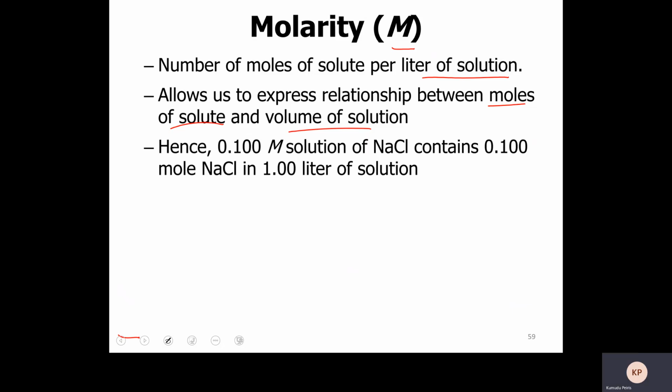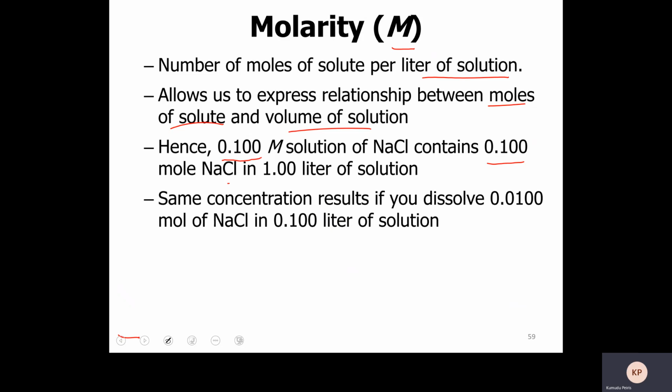An example, in a 0.100 molar solution of sodium chloride contains 0.100 moles of sodium chloride in 1.00 liter of its solution, or 0.0100 moles of sodium chloride dissolved in 0.100 liter of solution will also result in a 0.100 molar solution of sodium chloride.